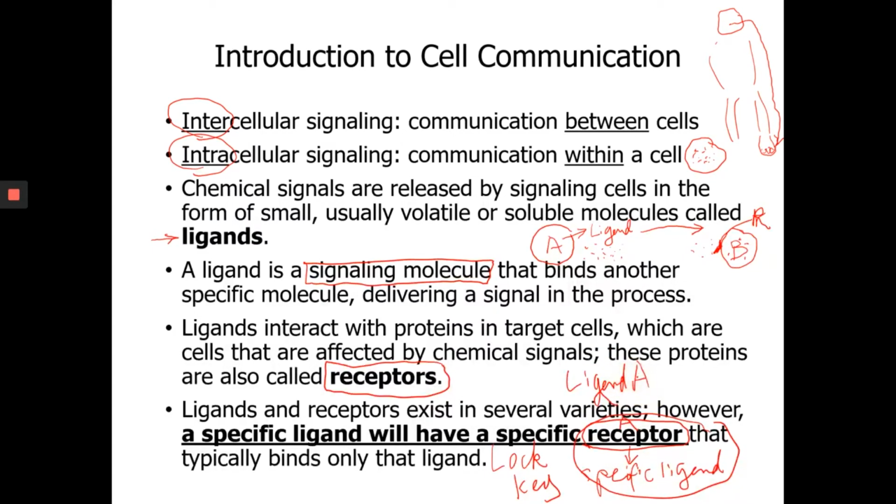Okay. If they come together, that's going to trigger the correct response. If you have a different signaling molecule, ligand B, the receptor does not recognize ligand B, so they don't have any chemical reactions, so nothing will happen. There's no communication. Okay, so the relationship is very specific.